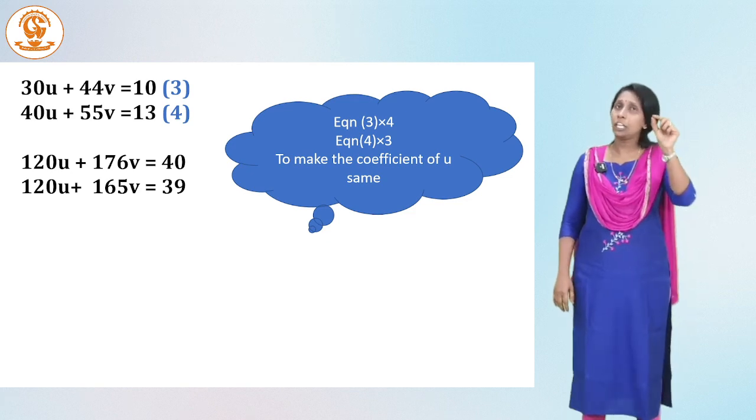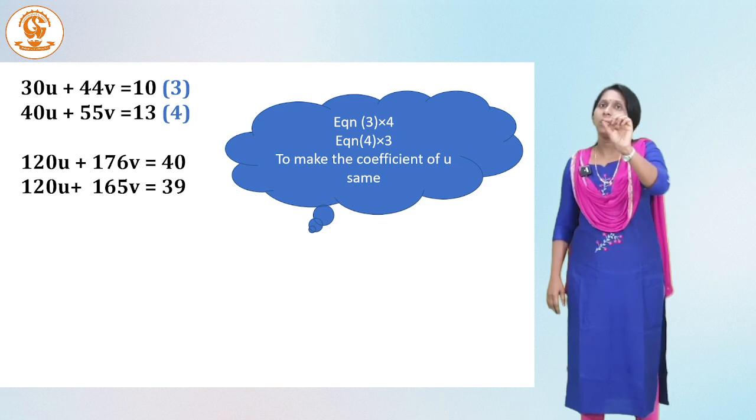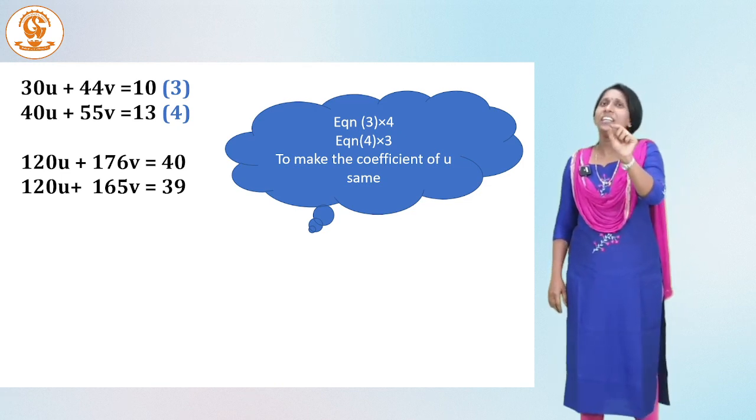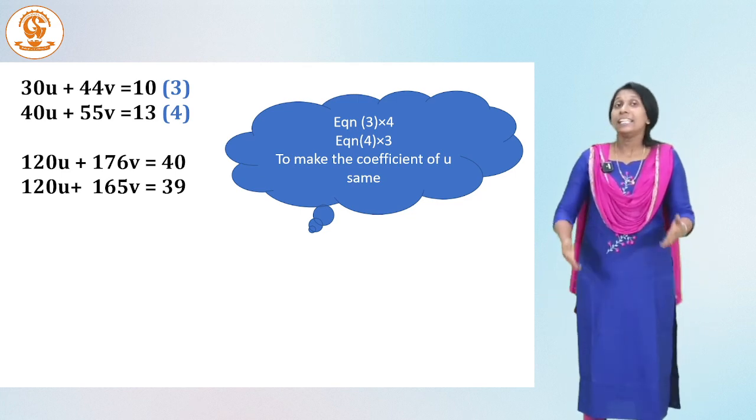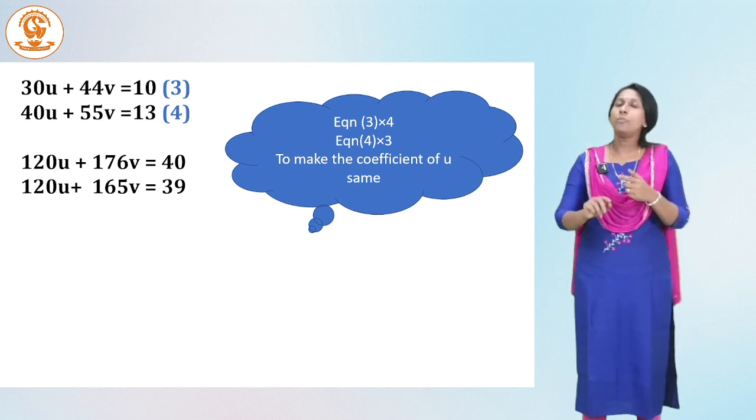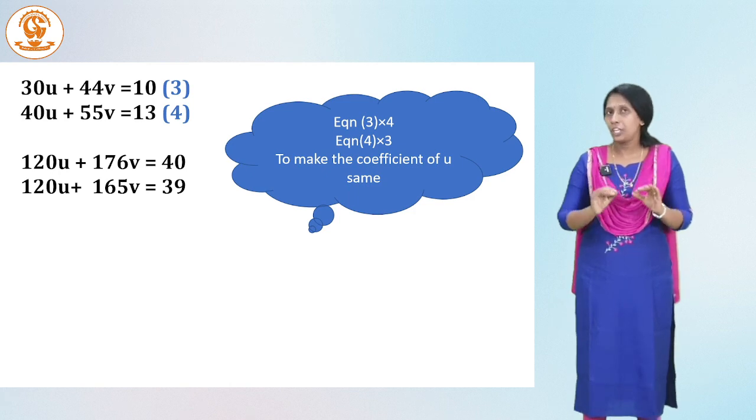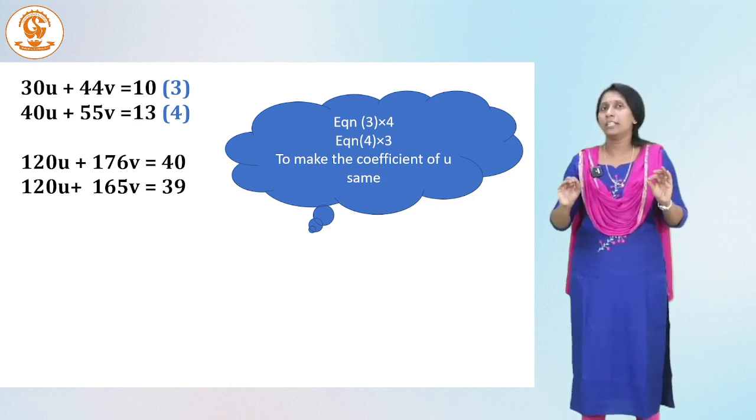So 30u into 4 is 120u, 44v into 4 is 176v, is equal to 10 into 4. What is 10 into 4? 40. Similarly, you need to multiply equation number 4 by the number 3. So you will get 120u plus 165v is equal to 39.